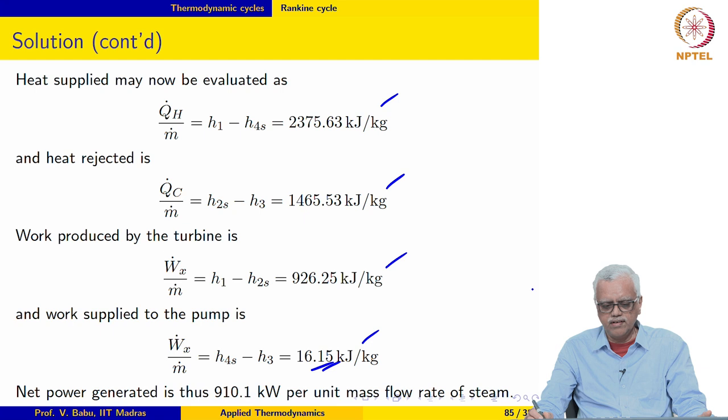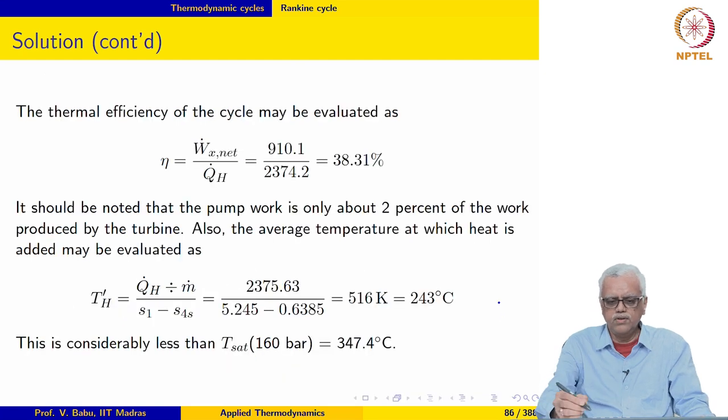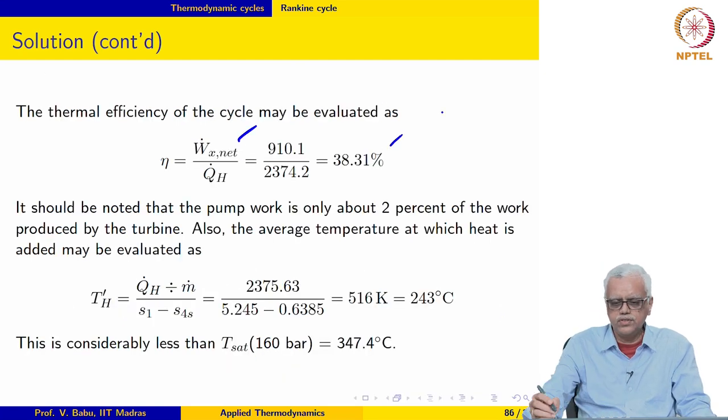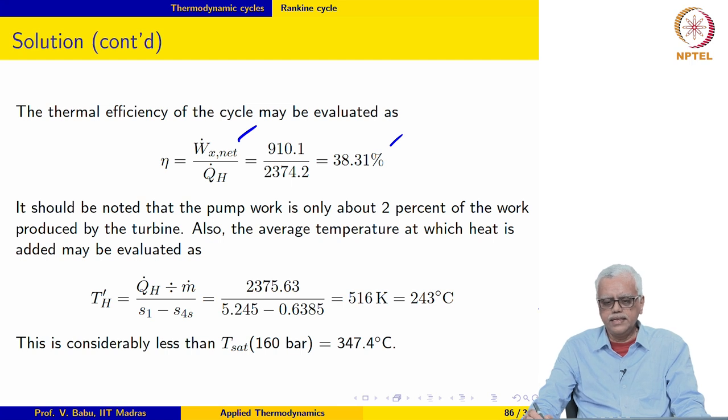So net power generated, which is Wx dot turbine minus Wx dot pump, is 910.1 kilowatt per unit mass flow rate of steam. So thermal efficiency of the cycle, we use this definition, we get it to be 38.31%. Okay, and as I mentioned, pump work is only about 2% of the work produced by the turbine. It's negligibly small.